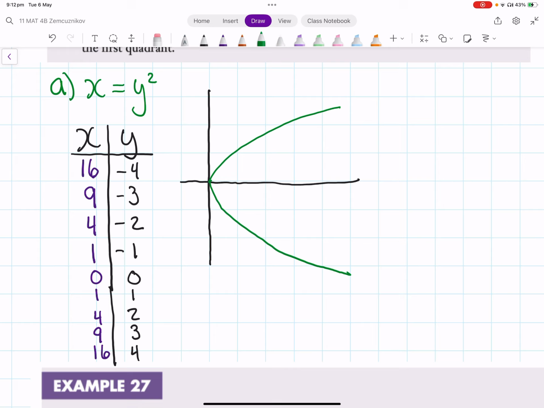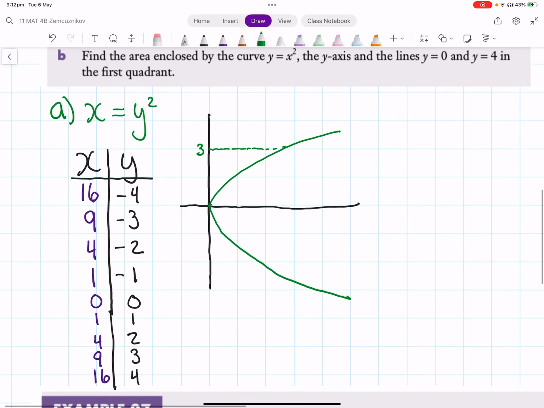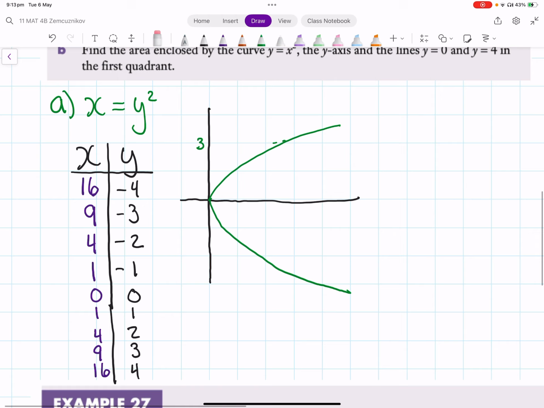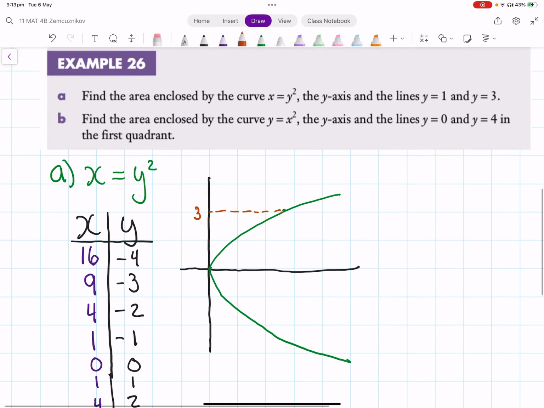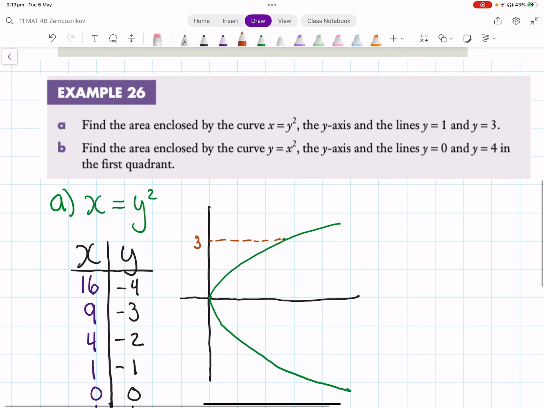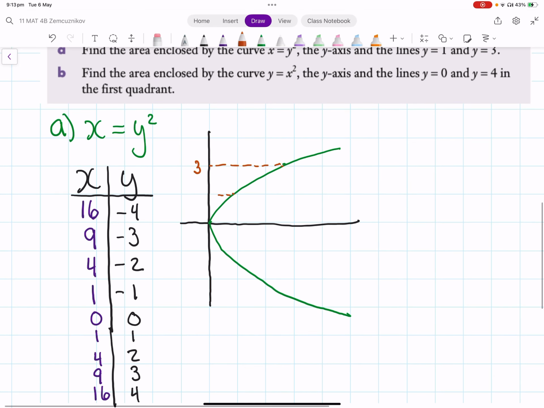I know one of my values for my upper bound is 3 because that was given in the equation. So let's change that color really quickly. I'm going to say 3 is going to be up here. Nice little sketch. And my lower boundary is 1. And so I'm looking for the area between those two. I'm looking for this area here that I'm highlighting now.